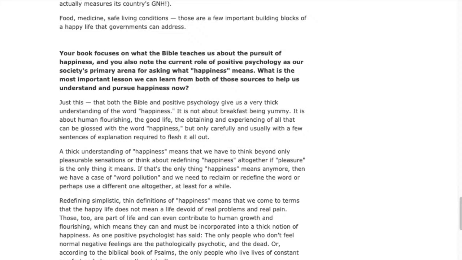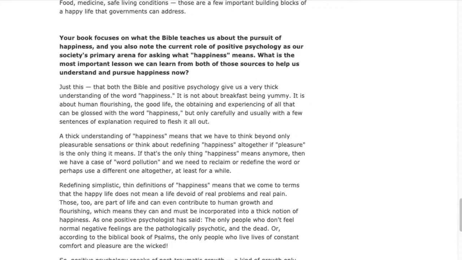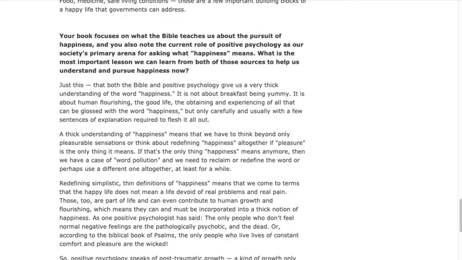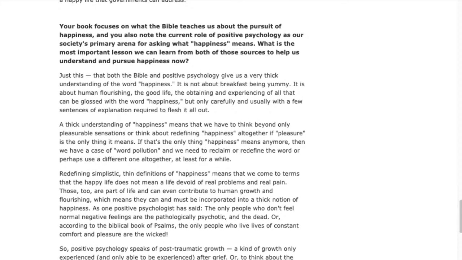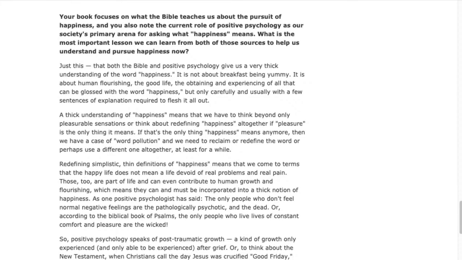Interesting. So positive psychology speaks of post-traumatic growth, a kind of growth only experienced, and only able to be experienced, after grief. Or to think about the New Testament, when Christians call the day Jesus was crucified Good Friday, they certainly do not mean by that that it was a fun-filled day.